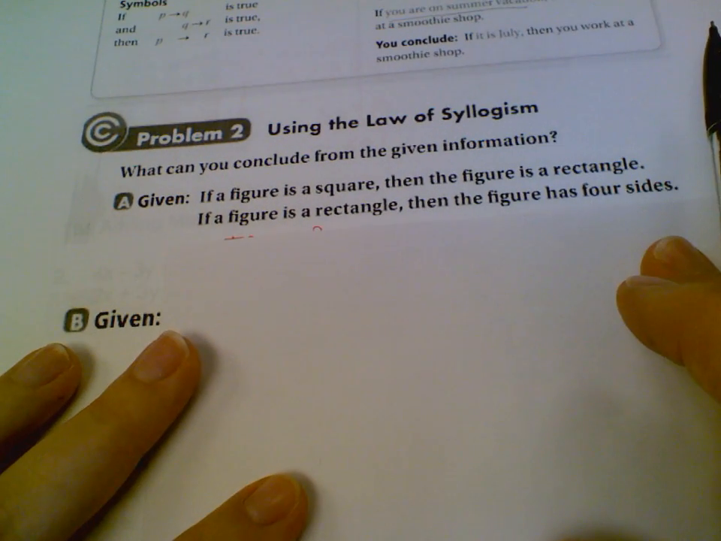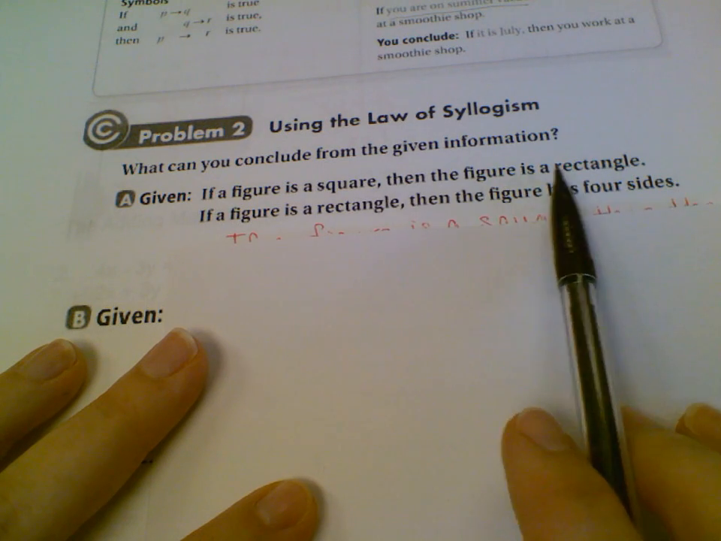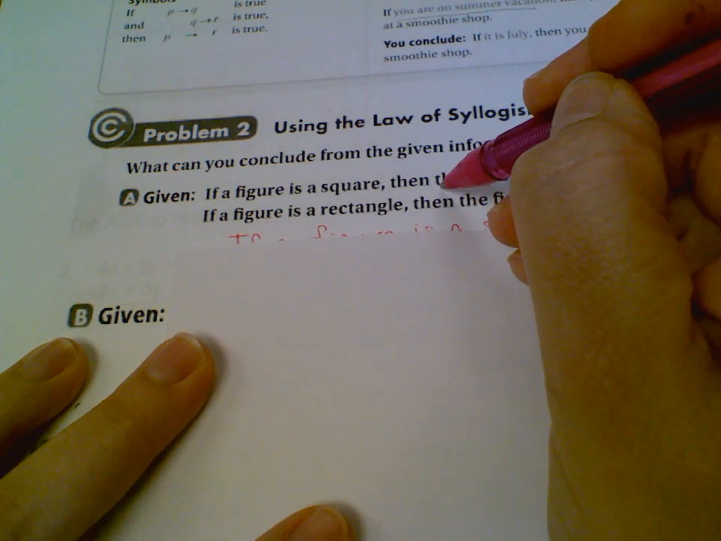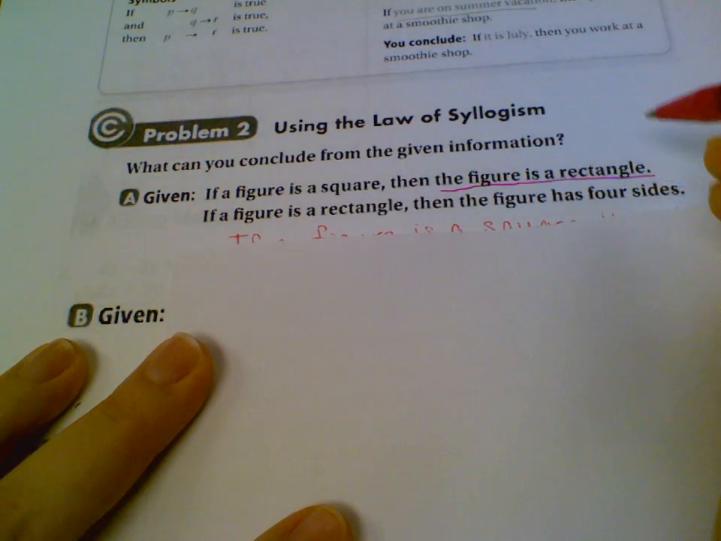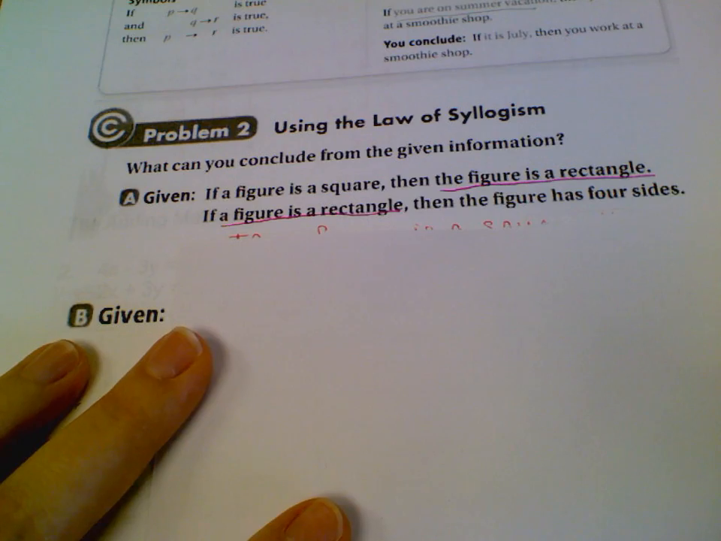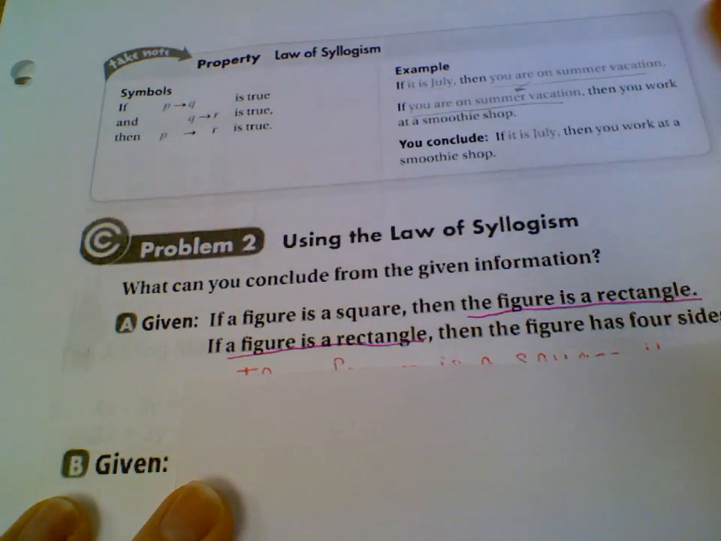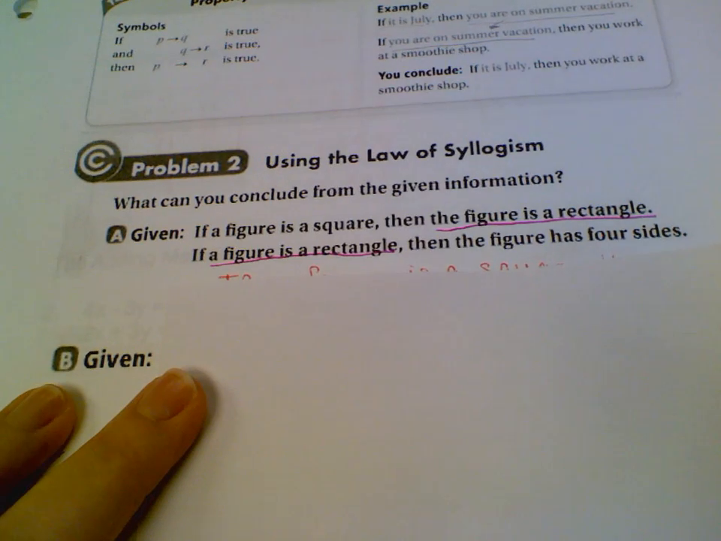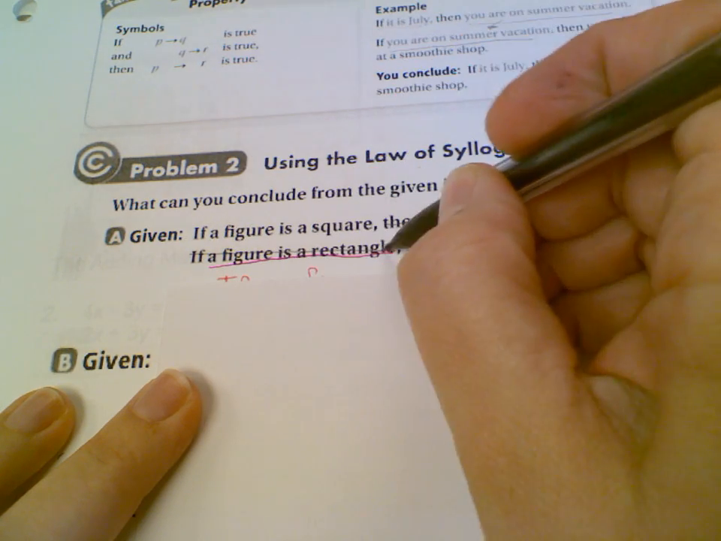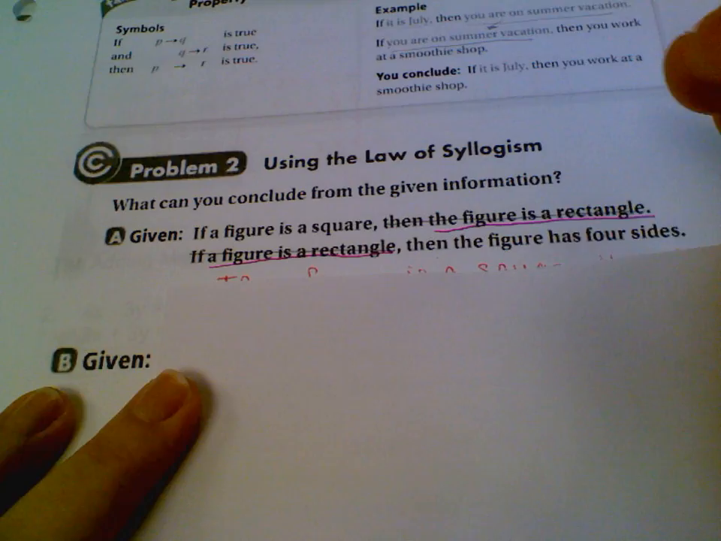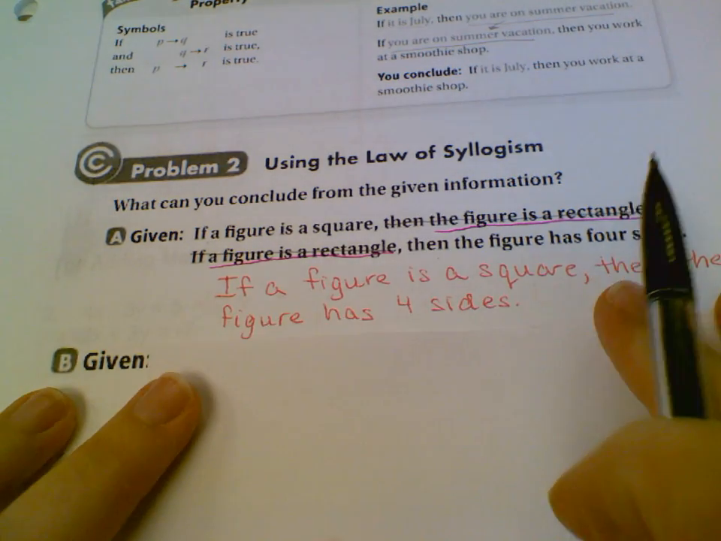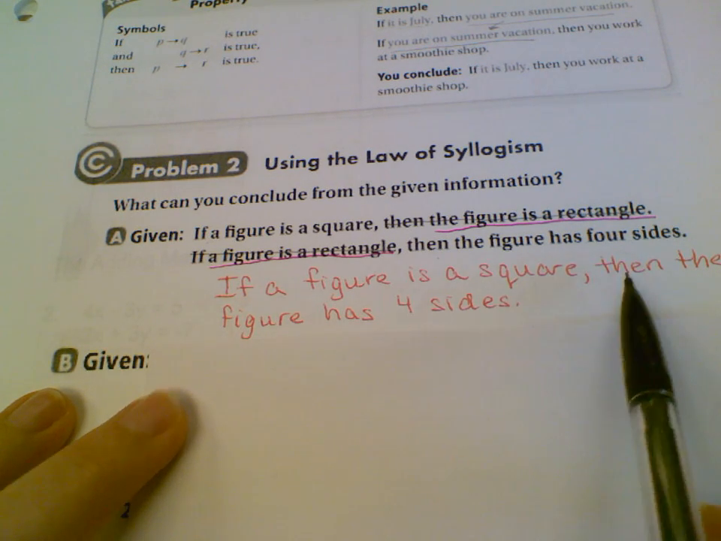Let's take a look at another one. If a figure is a square, then the figure is a rectangle. If a figure is a rectangle, then the figure has four sides. Notice that the conclusion of the first matches the hypothesis of the second. That needs to occur in order for me to use the law of syllogism. So now it's like taking those two pieces out, if you will. So imagine eliminating those with whiteout, and I'm going to stick the other two pieces together. So the hypothesis of the first, if a figure is a square, is going to line up with the conclusion of the second. Then the figure has four sides.